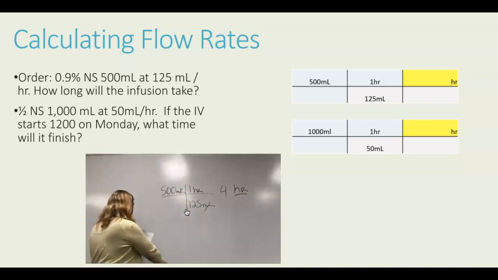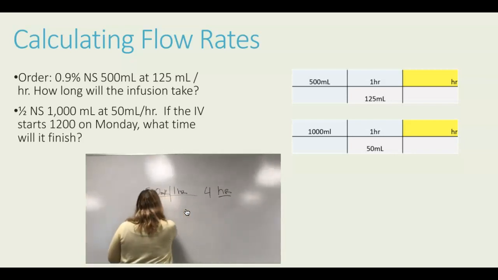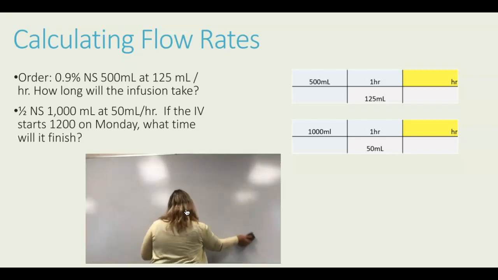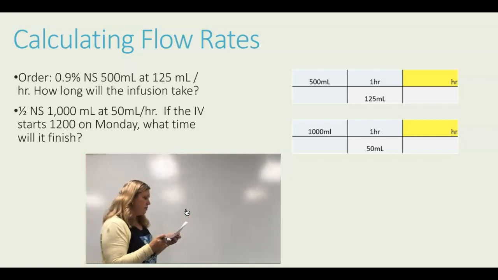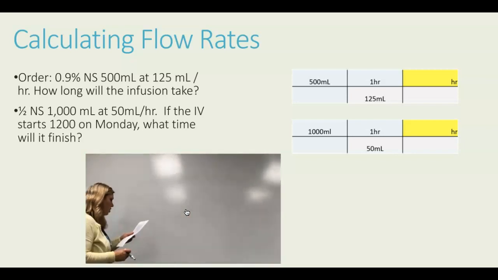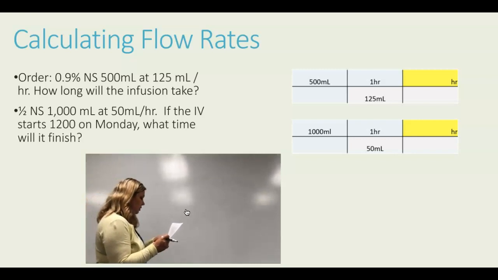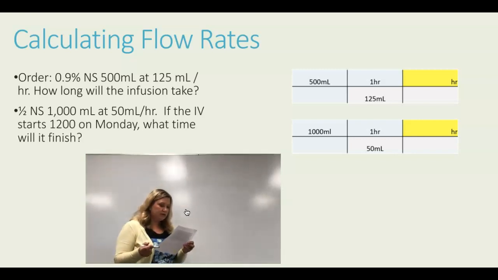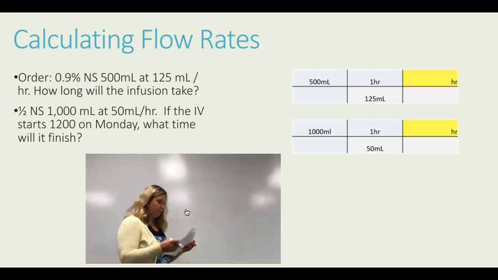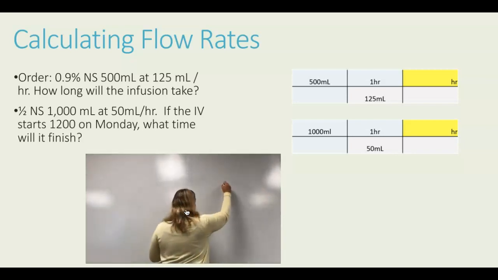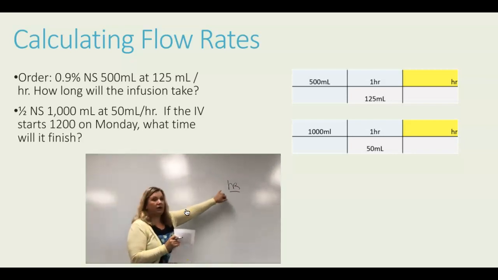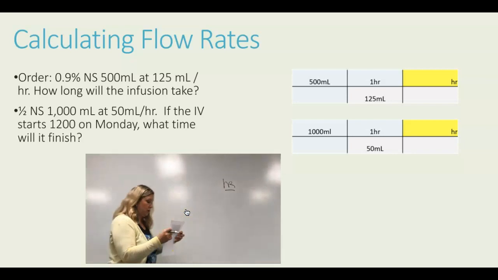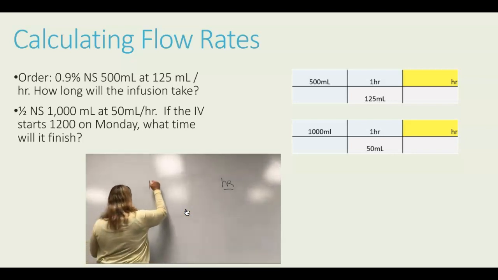All right, number 2. We've got 1/2 normal saline, 1,000 mils at 50 mils per hour. The IV starts at noon on Monday. What time will it finish? So we want to know how long it will take that 1,000 milliliters to be infused if it's going at 50 mils per hour. So again, I'm solving for how many hours. Before I can calculate the time, I need to know how many hours it is so I can add up the time. So it's 1,000 milliliters.